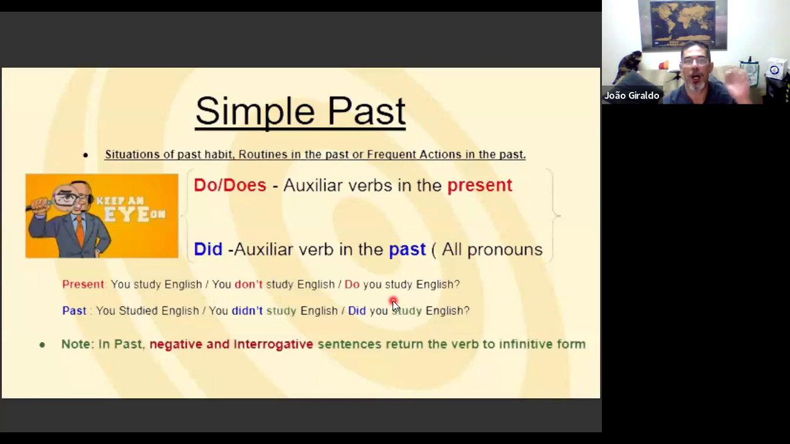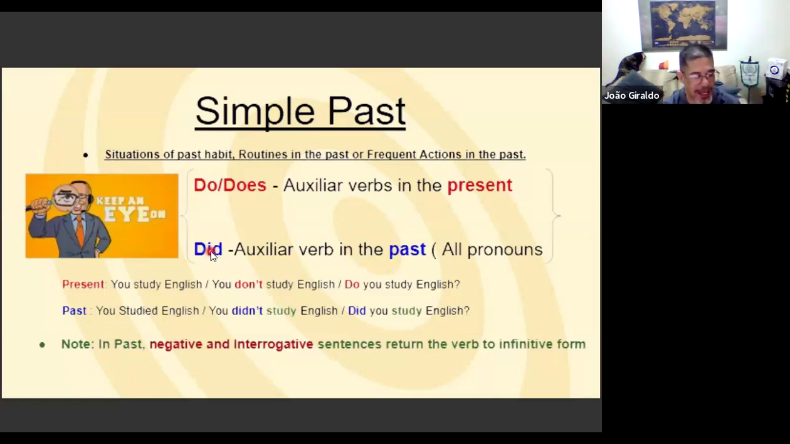The auxiliary verbs of simple present are do or does. These are the auxiliaries we use in the present. In the past, we only use one auxiliary verb, that is, did. So you use did for I, you, we, they, he, she, and it. Only one auxiliary verb of the past, in opposition to the simple present, where we need to use do or does.